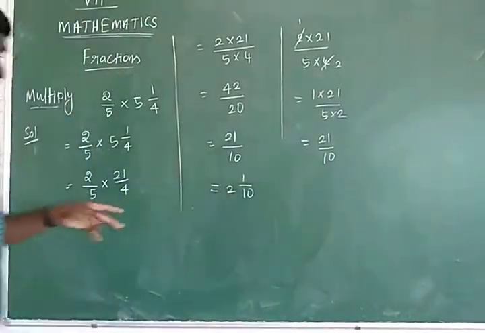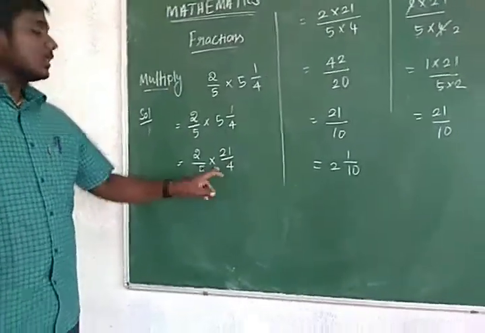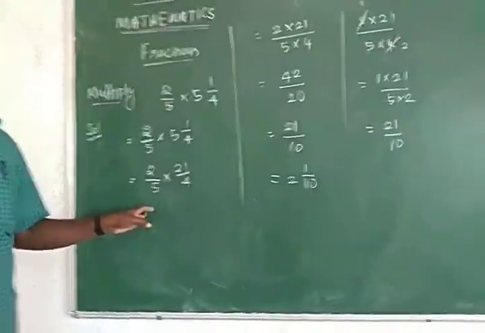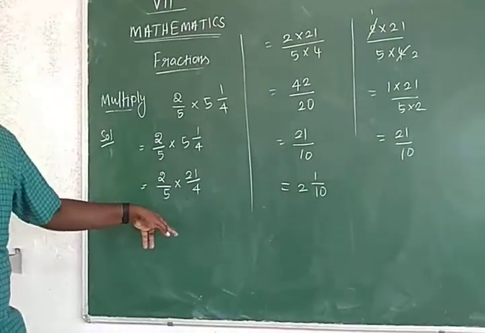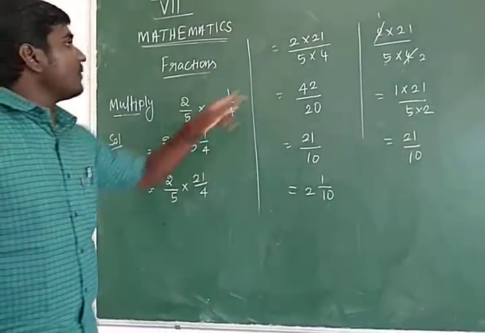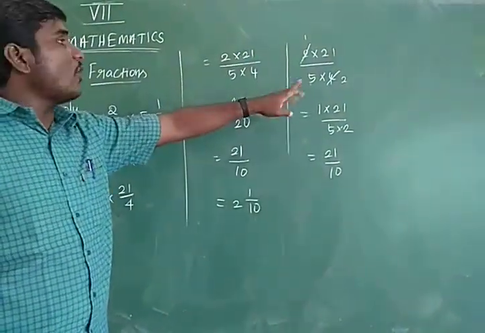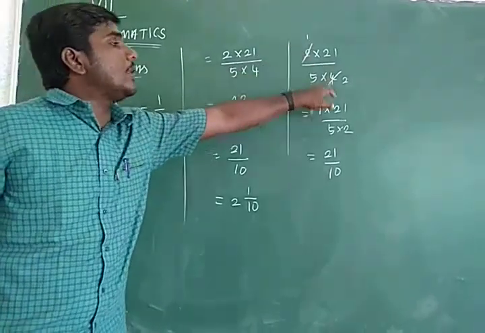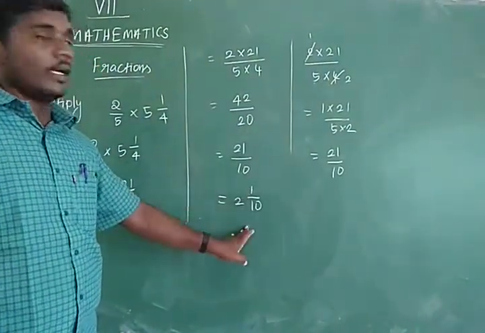Clear? So first the given mixed fraction convert into improper. Then we get two fractions, that may be proper or improper, not a problem. Then product of numerators divided by product of denominators. If you have any possibility to reduce, you reduce it. Otherwise, you keep it the same. Finally, we can reduce it. Right.